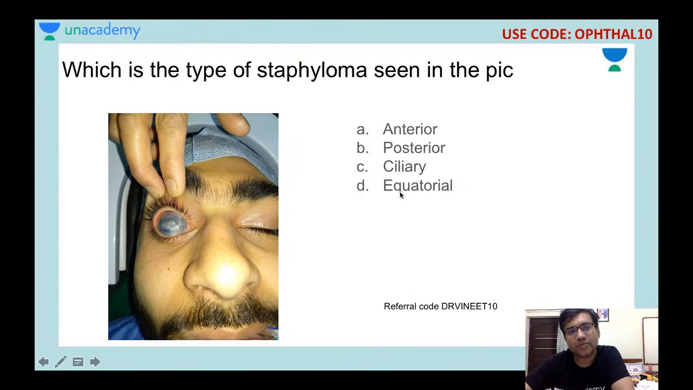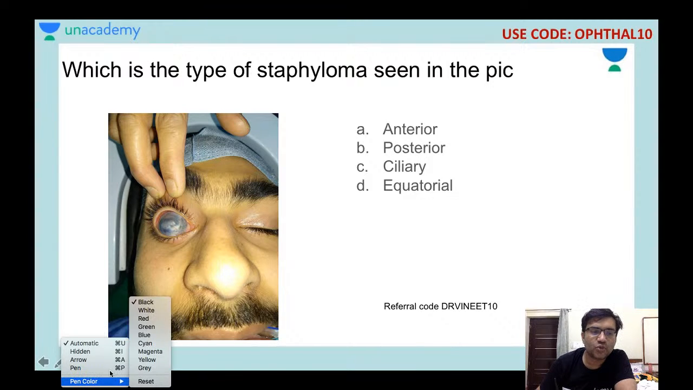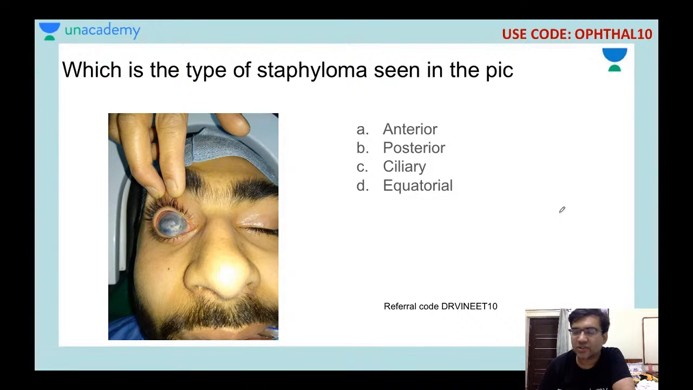Let's move to our next question. Which is the type of staphyloma seen in this picture? You are seeing that after a sloughing corneal ulcer, you are having a pseudo membrane over the uveal tissue and there is a protrusion of the uveal tissue from the anterior part. So this is as simple as that. It is the anterior staphyloma.